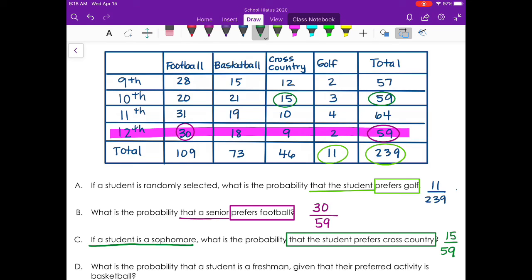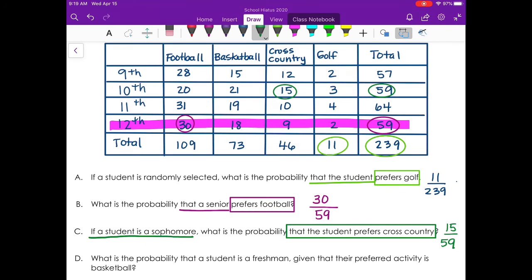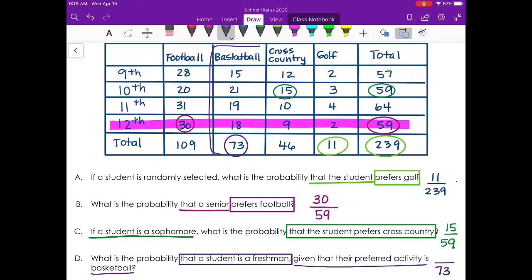And then the final example here, what is the probability that a student is a freshman given that their preferred activity is basketball? The given condition here is that their preferred activity is basketball. And so our denominator is defined by that given condition, the total number of students who prefer basketball. So we'll be looking at the bottom to determine our total, and that's our denominator. And then we're looking for the probability that the student is a freshman. And so in the basketball column, we're looking at freshman.